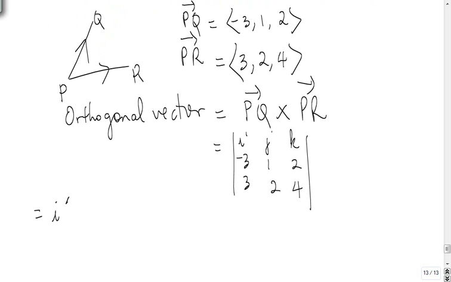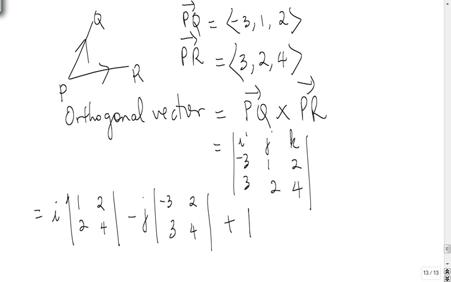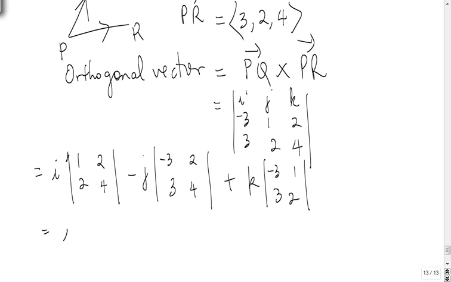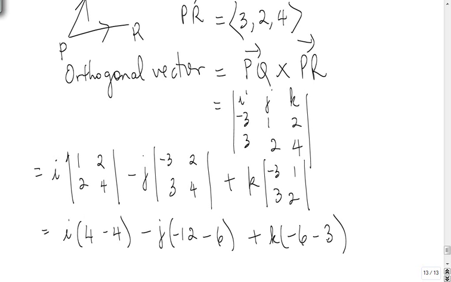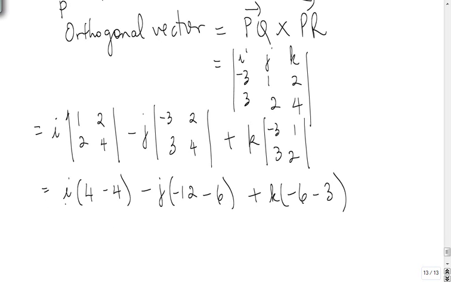That is equal to I times the determinant of 1, 2, 2, 4, minus J times the determinant of minus 3, 2, 3, 4, plus K times the determinant of minus 3, 1, 3, 2. That is equal to I times 4 minus 4, minus J times minus 12 minus 6, plus K times minus 6 minus 3. This works out to be 18J minus 9K.